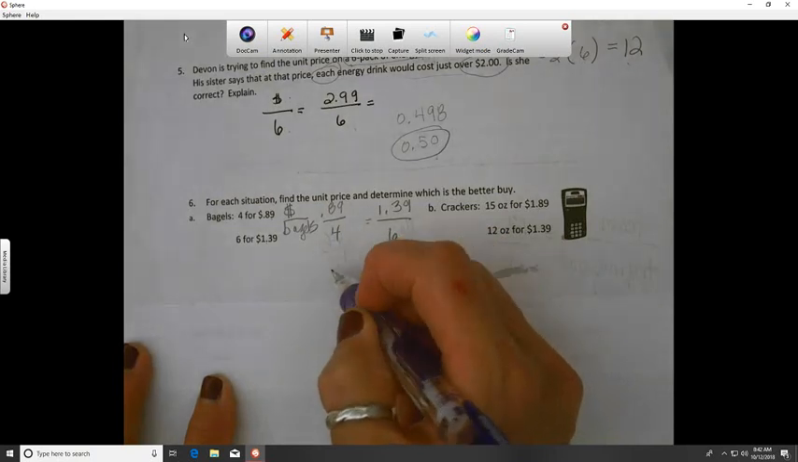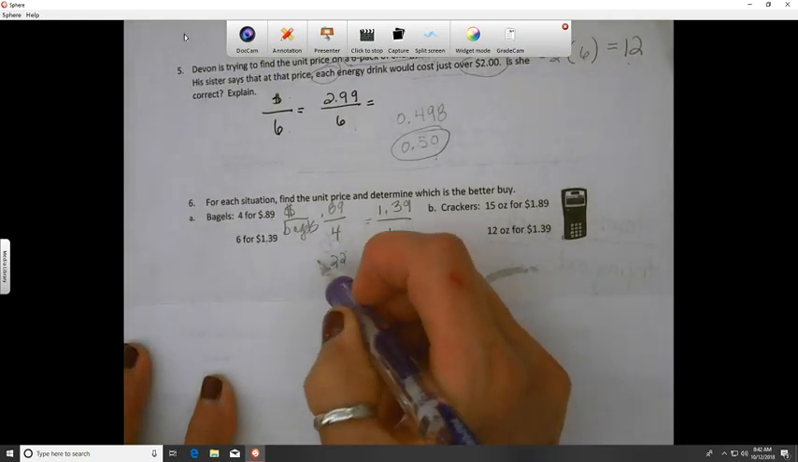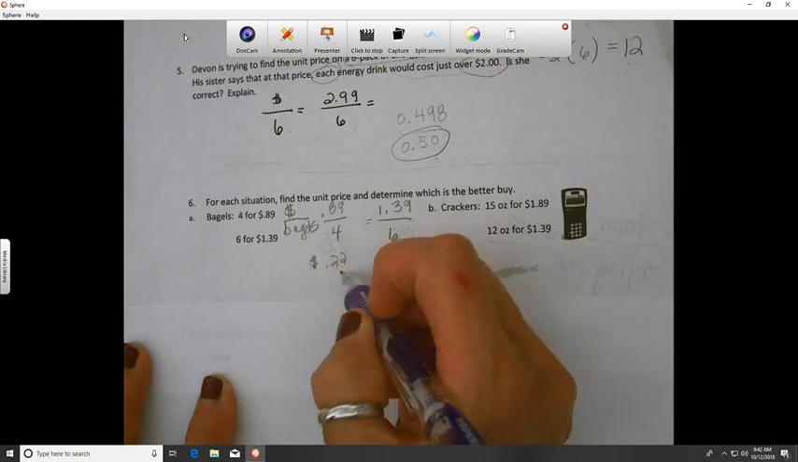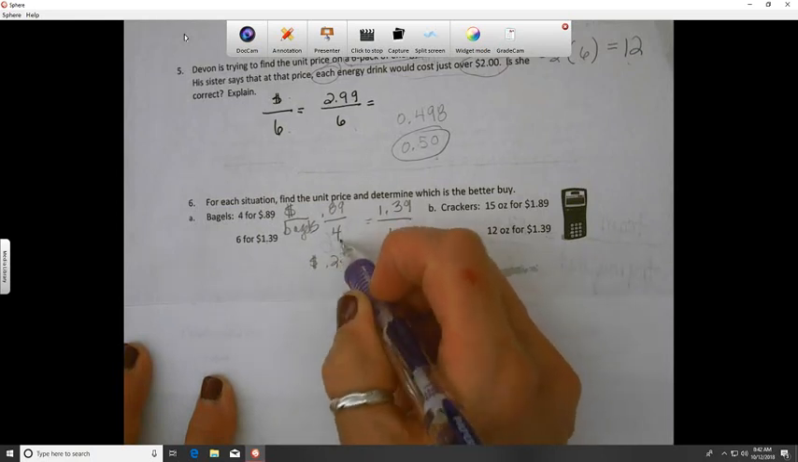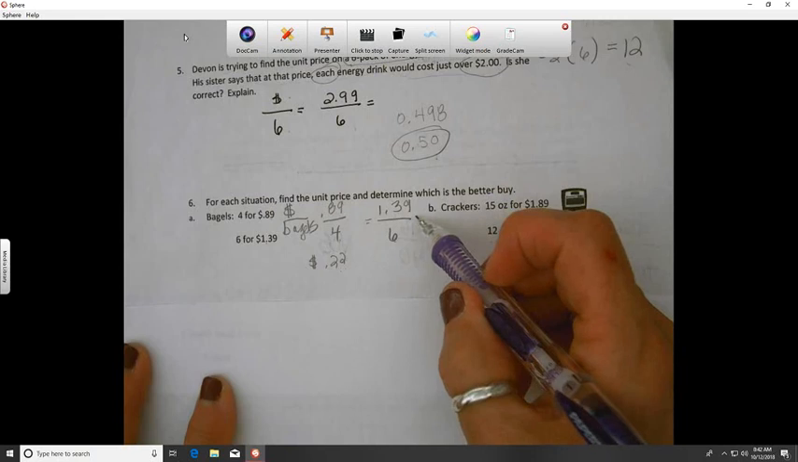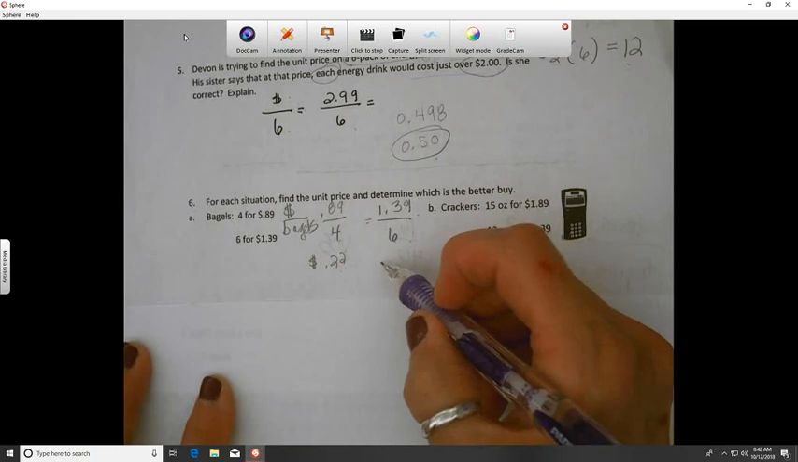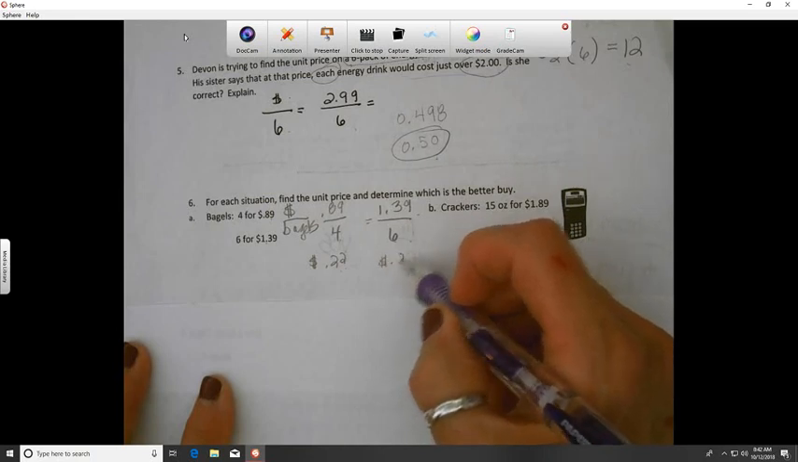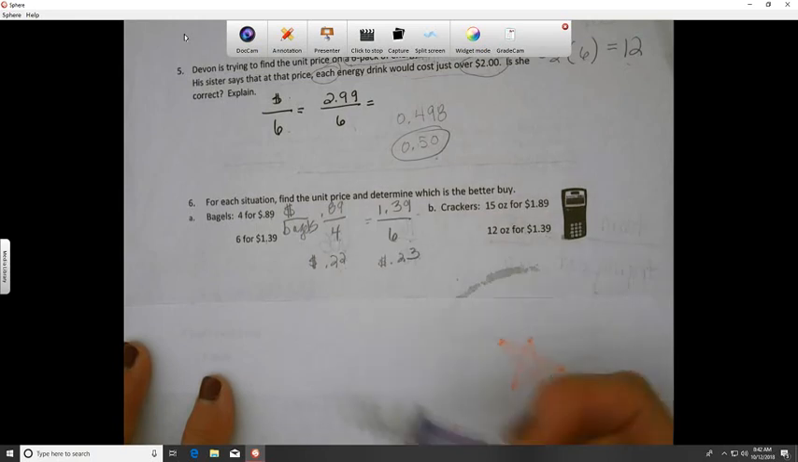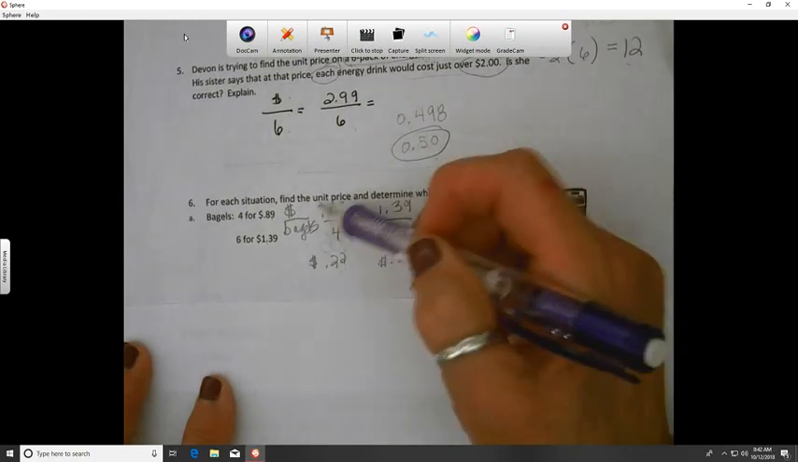Okay. And we're talking about unit rate, so that's 22 cents per bagel. And how about here? What do we find here for the unit rate? Mia? 23? Okay. Which is the better buy? This one. It's cheaper. Okay?